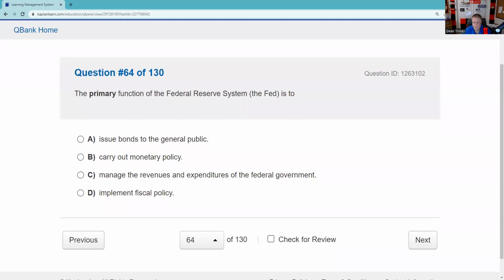Boy, you should definitely know fiscal policy. Fiscal policy is controlled by Congress and the president. It's government spending and taxation. And monetary policy is controlled by the Federal Reserve Board. Definitely. So C and D are fiscal policy. A is just the wrong one. So B is the test question. Very much a test question.